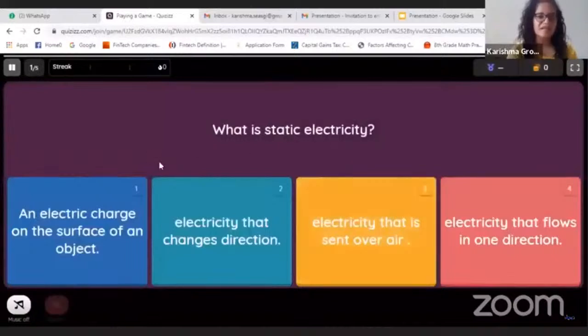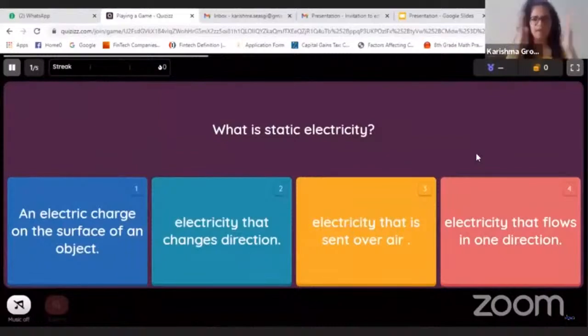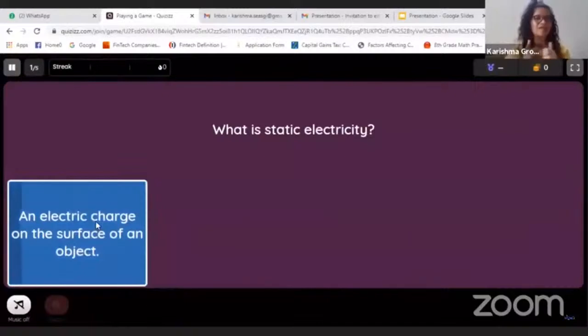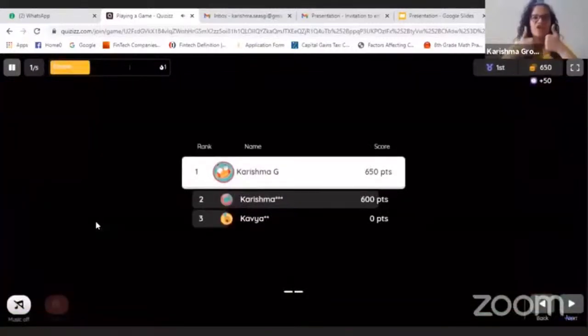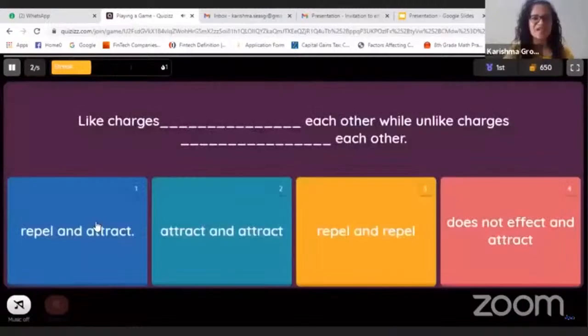Okay, what is static electricity? An electric charge on the surface of an object, electric charge that changes direction, electricity that is sent over air, or electricity that flows in one direction? Does it flow in one direction? No. Is it sent in the air? No. Does it change direction? No. So it's on the surface of the object. Remember the rod when we were rubbing it? It's on the surface of the object. Did everyone get it correct? Good job.